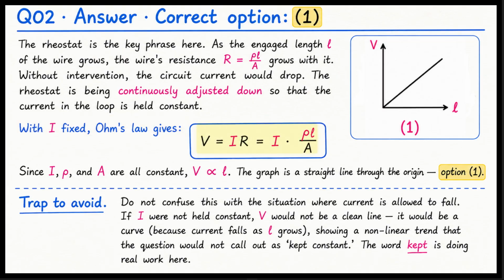With I fixed, Ohm's law gives V equals I times R, which is I times ρ L over A. Since I, ρ, and A are all constant, V is directly proportional to L. The graph is a straight line through the origin. Option 1. Now here's the trap to avoid.